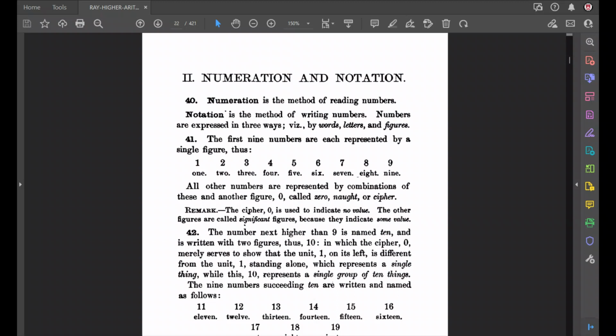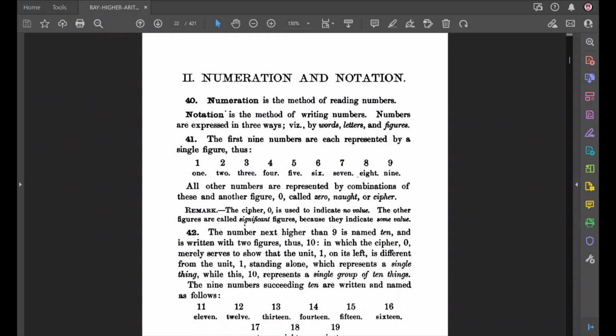In order to write numbers, we use words, letters, and figures. So in numeration, we learn how to read the words, letters, and figures that are used to write numbers. And in notation, we learn how to write the words, letters, and figures that are used to express numbers.